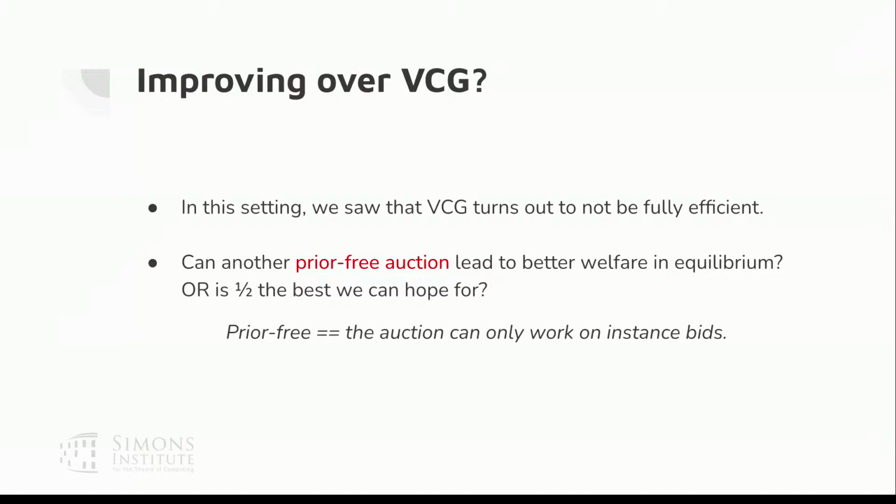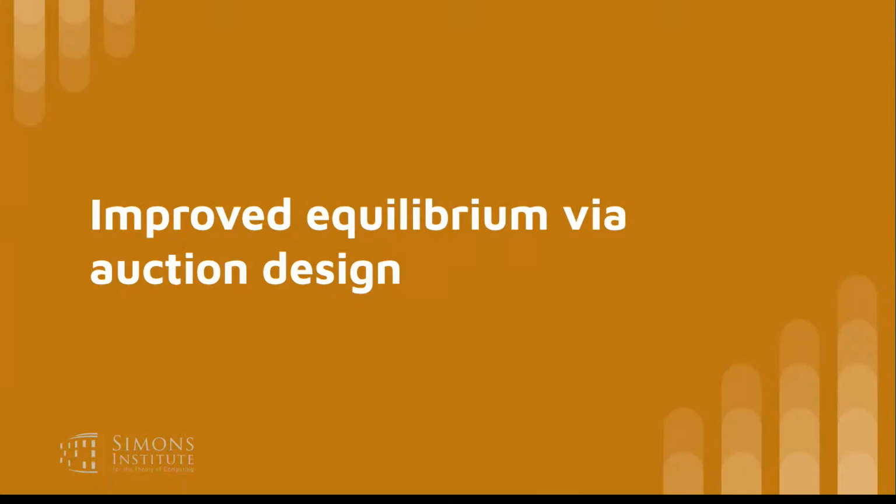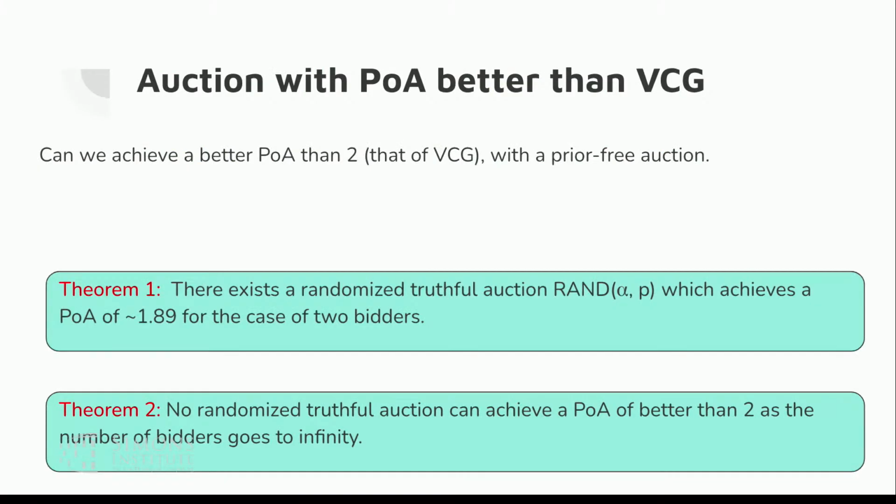And prior-free basically means the auction only works on the bids without any extra information like a Bayesian prior or anything, like a second price or first price. So now for the rest of the talk, I'll talk about improving the equilibrium welfare through different auction designs.